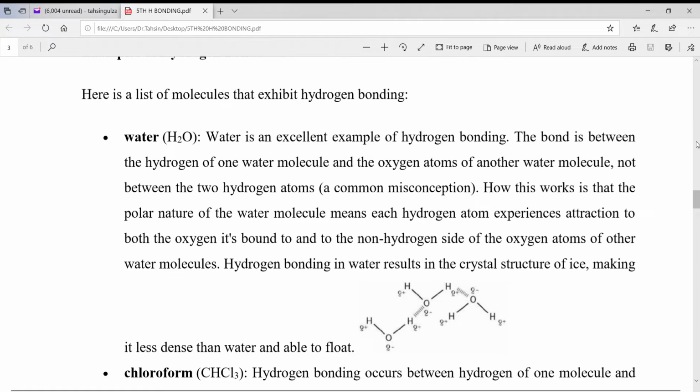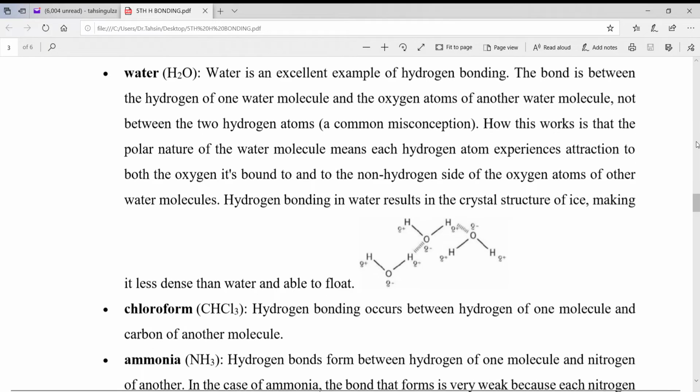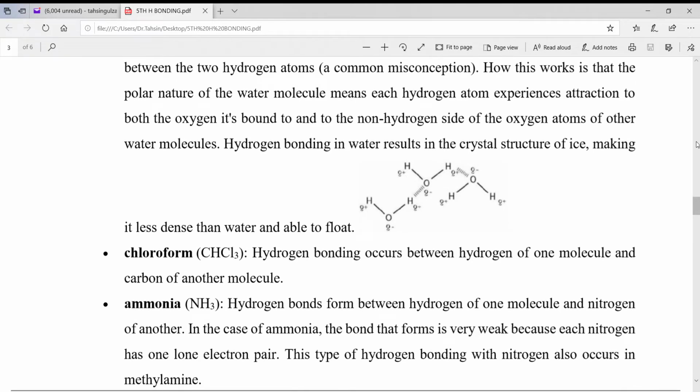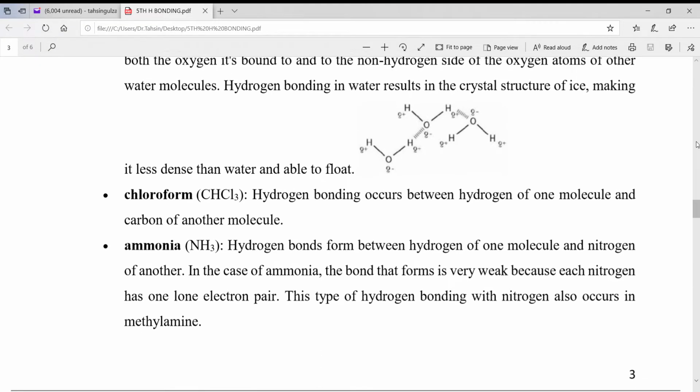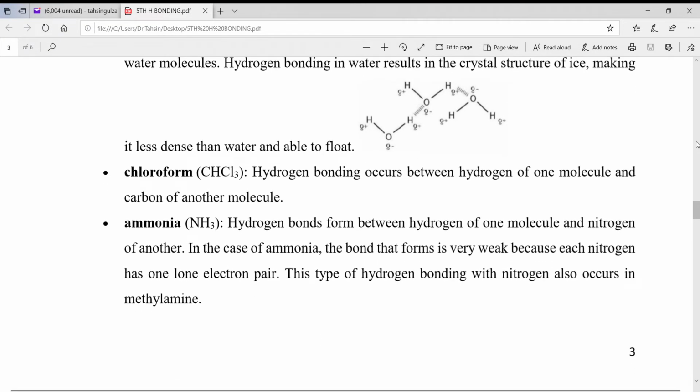If all the river water, all the pond water becomes ice, it will be impossible for aquatic life in that water to survive. Now, in chloroform, one hydrogen and three chloro groups. So again, there is room for hydrogen bonding, and it occurs between one molecule and another molecule. Ammonia, again nitrogen is electronegative, possibility of hydrogen bonding, and it is observed in methylamine.